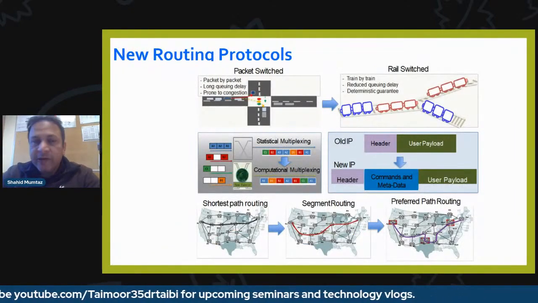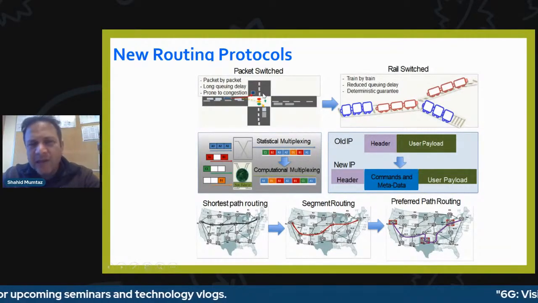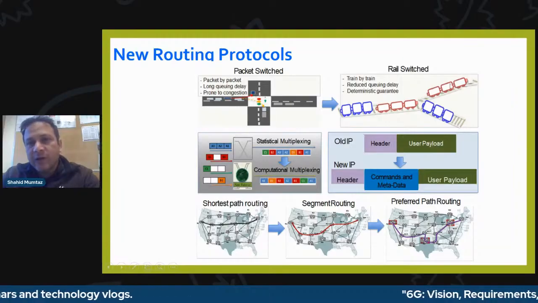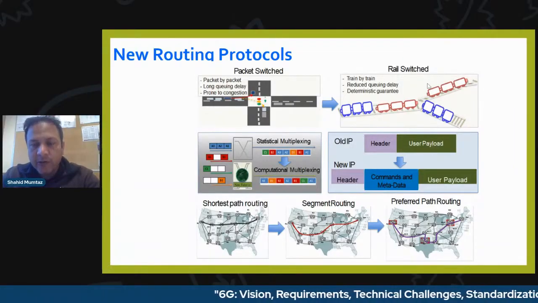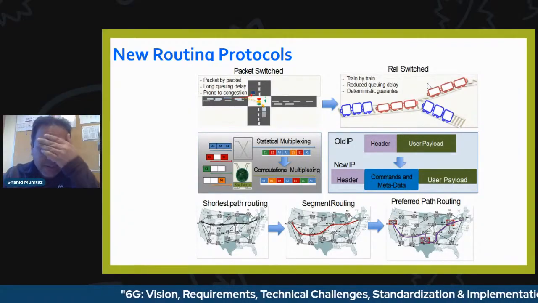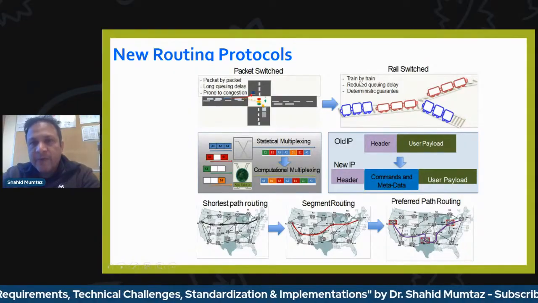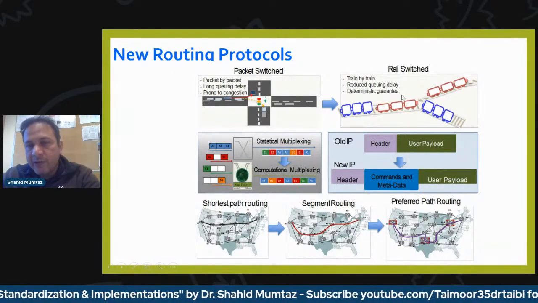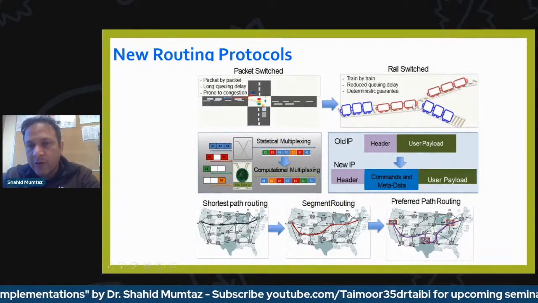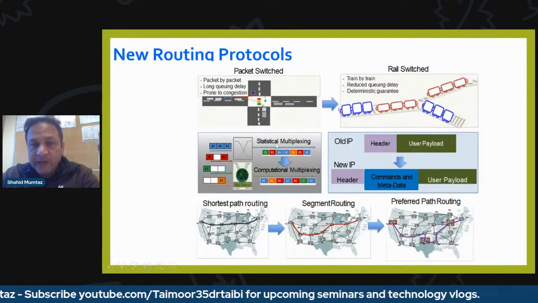New routing mechanisms we need. We started with the packet switch network. Everyone studied it in the universities. Now we move toward rail switch network. Again, Huawei is working on them, and courtesy to them for this slide. So this is train by train, reducing queuing delay, with deterministic guarantee. This is one of the qualities if you use rail switch. And we were doing statistical multiplexing.